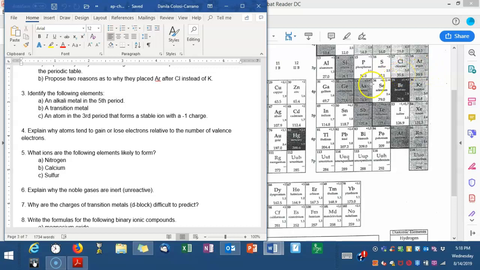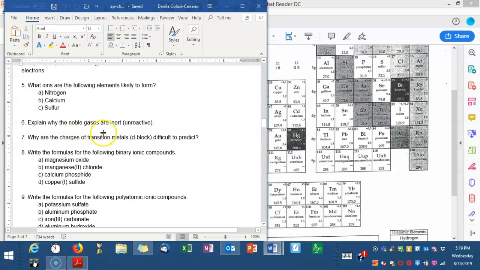Number 6, explain why the noble gases are inert and unreactive. Well, since they have the complete valence shell, they do not need any electron to reach the state of completeness. So they are unreactive. 7, why are the charges of transition metal d-block elements difficult to predict? Well, they can lose 2 electrons from their outermost s orbital, but then occasionally some of the d electrons are lost also. They can create multiple types of ions. So it's difficult to predict.